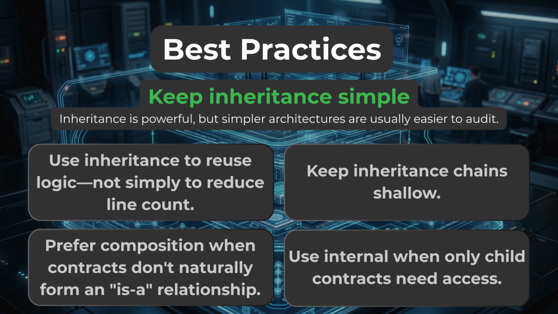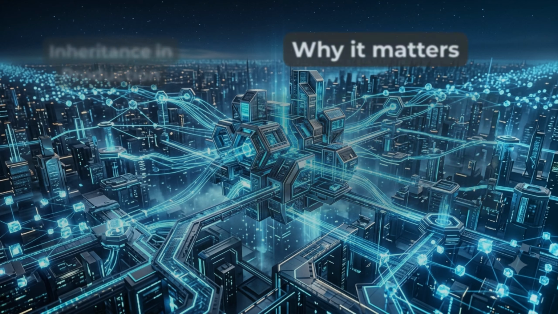Keep inheritance shallow. Favor composition over inheritance when contracts don't represent a natural is-a relationship. Don't inherit just to save 10 lines. If you only share a utility function, a library is often cleaner. Prefer internal over public for variables children need but external users don't.